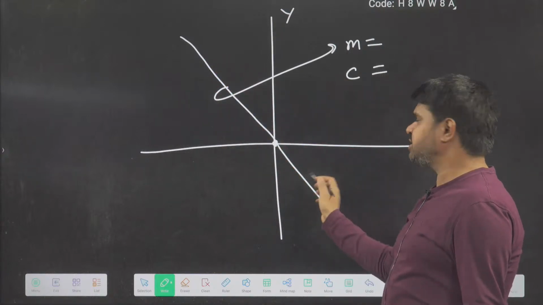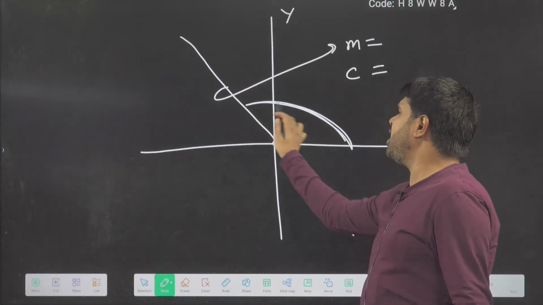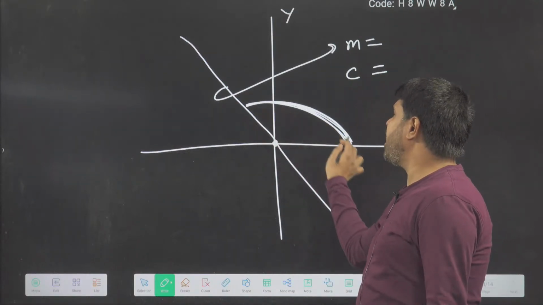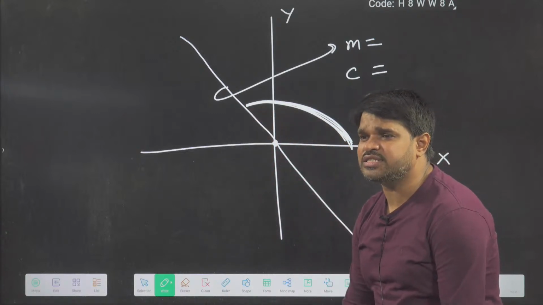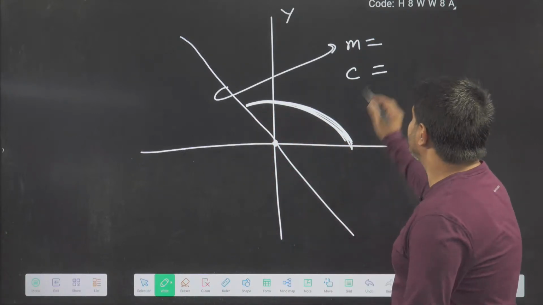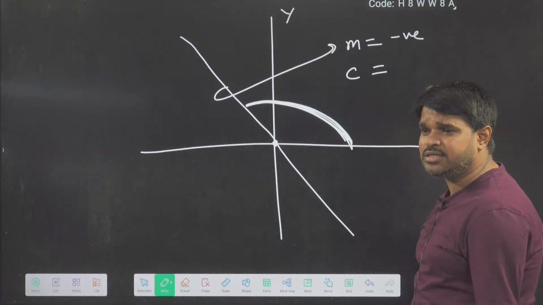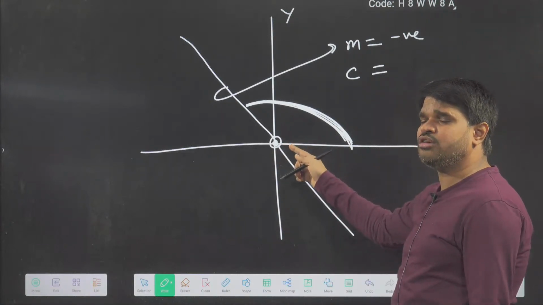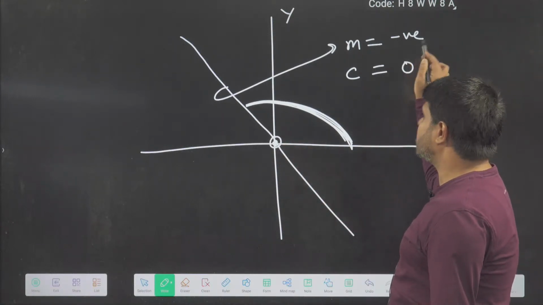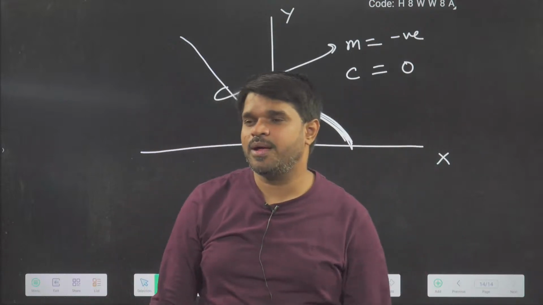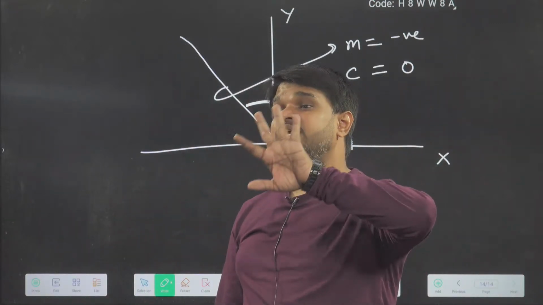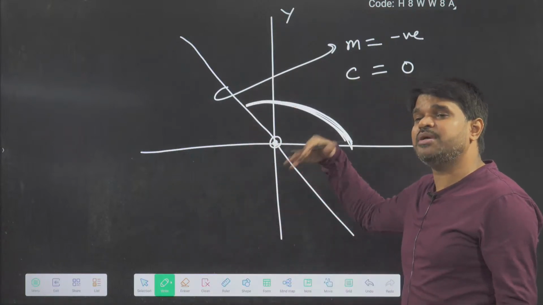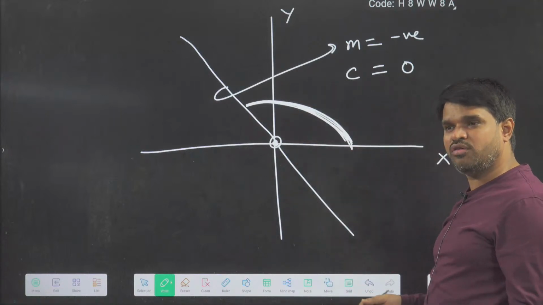Line, x-axis. How much angle does the line make with the right direction of the x-axis? Obtuse. So M is negative. C: the line is passing through the origin. At the origin, what is the Y value? 0. So C is 0. Now, if anyone still has a little doubt regarding M and C, I am giving you the last case of M and C. After that, we will solve the question. Okay?